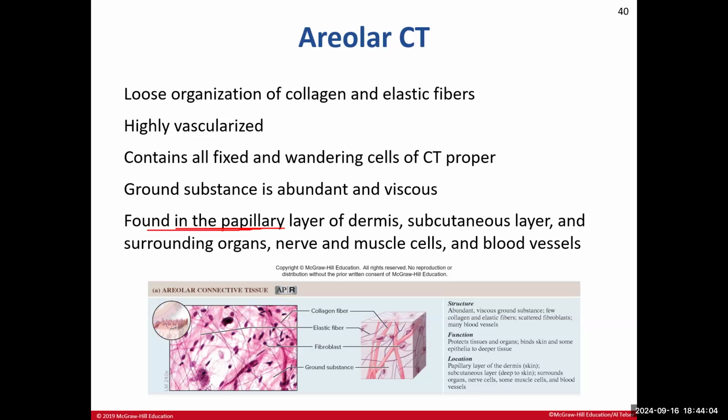Lots of blood vessels in there. So we're going to see it around organs because remember, packing material. We're going to see it around your nerves and your muscles because when we get to those chapters, you're going to learn that your nerves and muscles have three connective tissue layers that surround these tissues, these cells. And one of those connective tissue layers is going to be made up of areolar connective tissue.